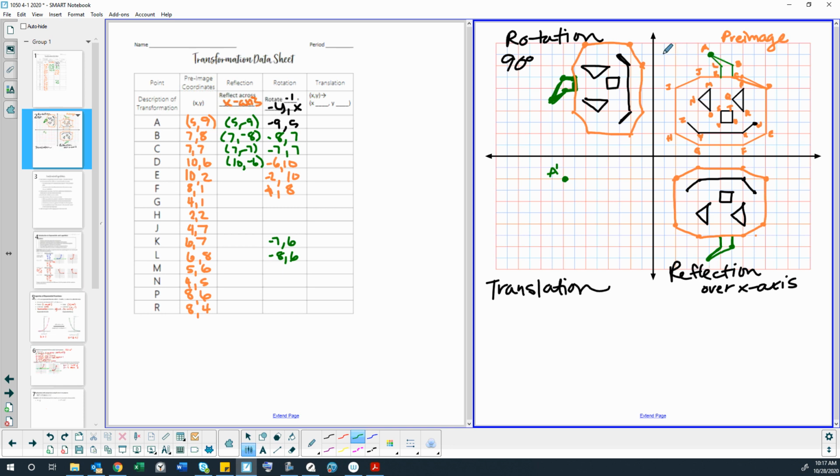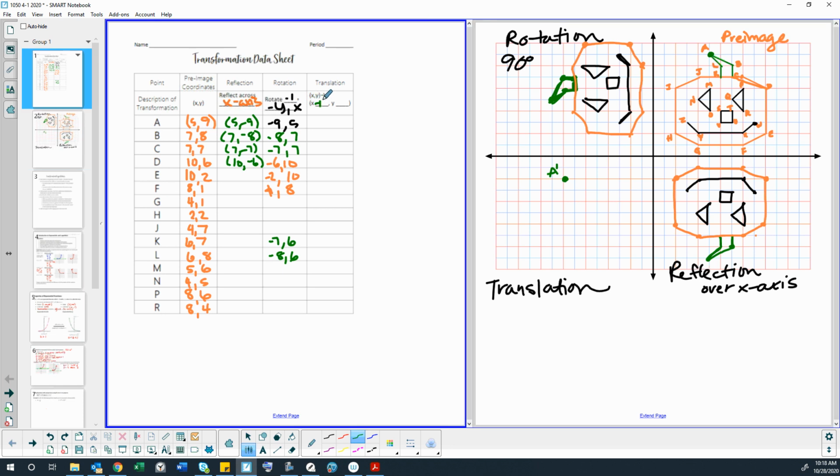So 1, 2, 3, 4, 5, 6, 7, 8, 9, 10, 11, 12, 13 to the left. And then 1, 2, 3, 4, 5, 6, 7, 8, 9, 10, 11 down. So that would be a negative 13 and negative 11. So that would be taking each individual point and subtracting 13 from x and subtracting 11 from y. So our 5, 9 would become negative 8, negative 2. That's where that point right there should be.